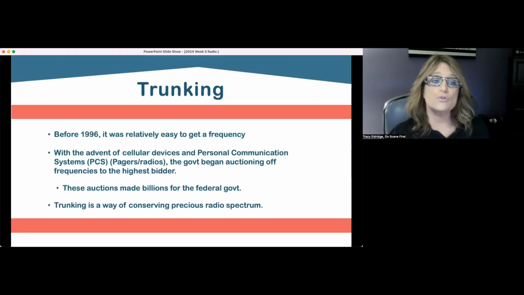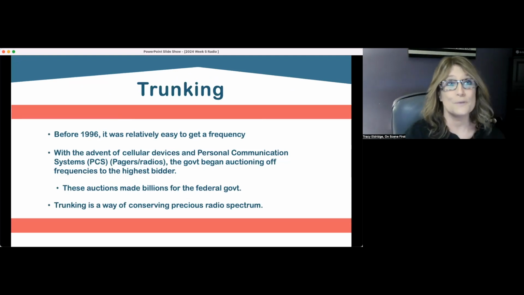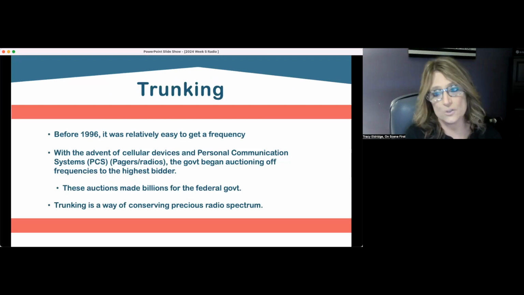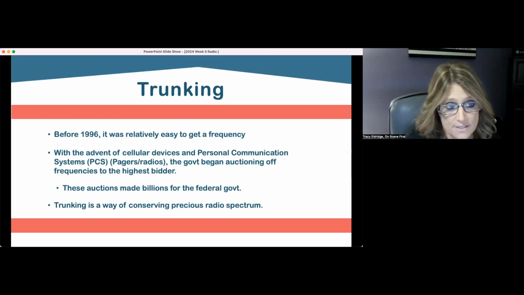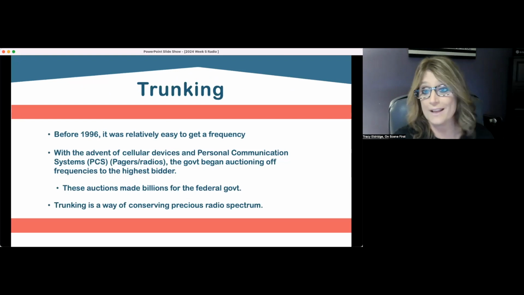So as far as trunking goes, before 1996, which is the year I was a baby dispatcher, it was relatively easy to get a frequency. With the advent of cellular devices, personal communication systems, pagers, radios, the government had to begin auctioning off frequencies to the highest bidder.